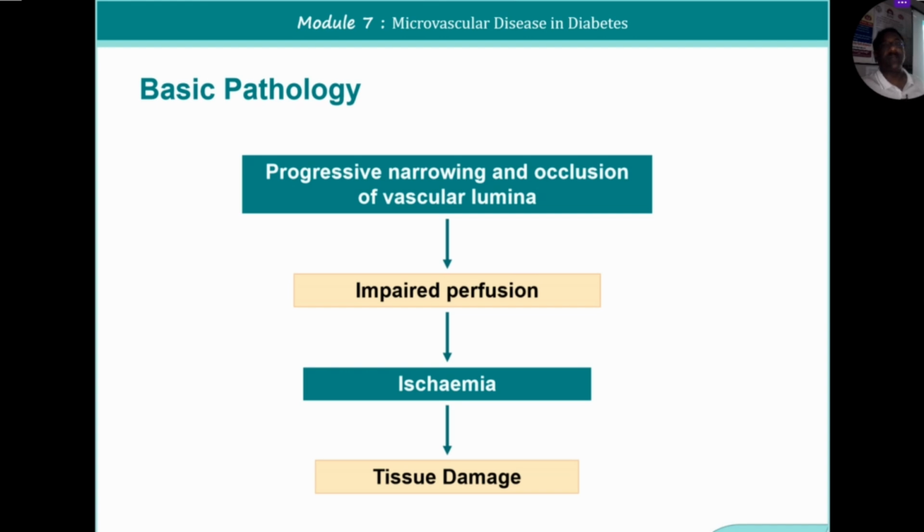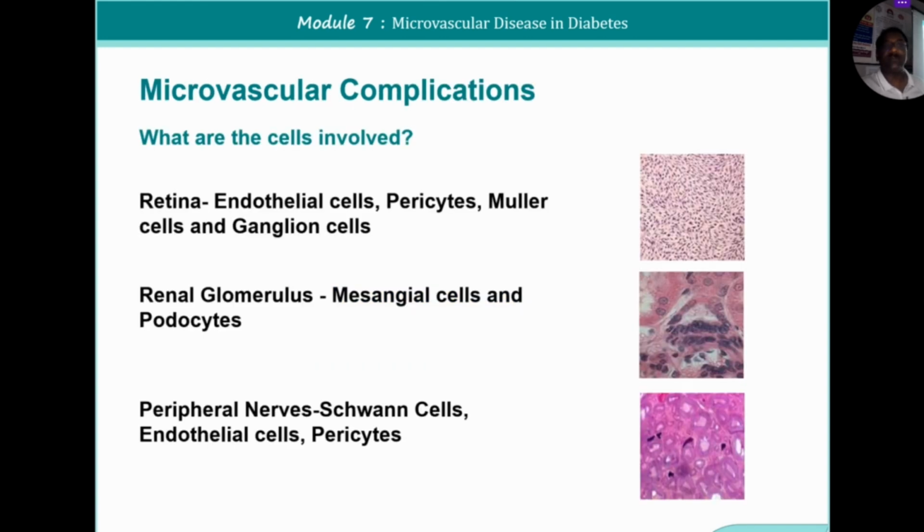So the progressive narrowing and occlusion of the vascular lumina leads to impaired perfusion and then ischemia and finally tissue damage. Tissue damage in the retina will cause retinopathy. Tissue damage at your renal level causes nephropathy, and tissue damage at your neurological level, neuropathy. Okay. So these are the cells commonly involved here.